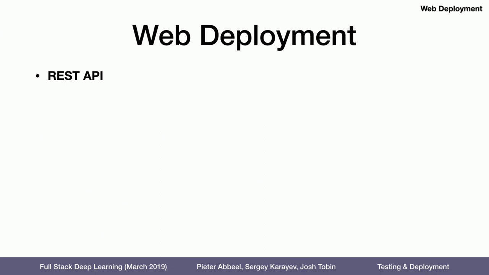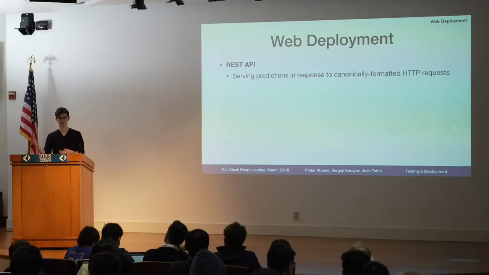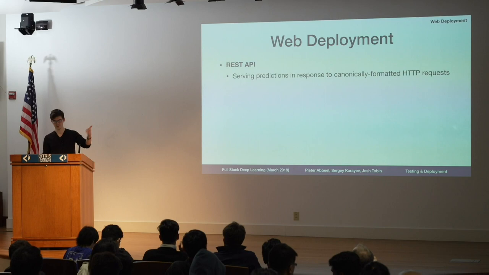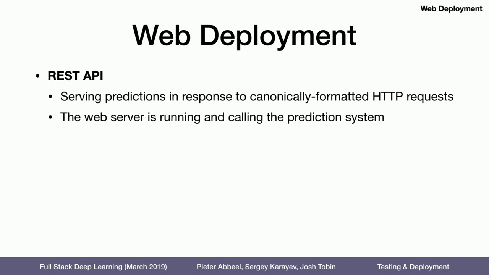So the next thing I want to talk about is deploying to the web. The common thing you hear is a REST API. It essentially means serving predictions of your model in response to canonically formatted HTTP requests. So there's a language around it, like get, put, delete, post. That's what's commonly known as REST. The web server is essentially the way to interface with HTTP requests that are formatted like that. We don't need to reinvent that technology. We just use a web server.